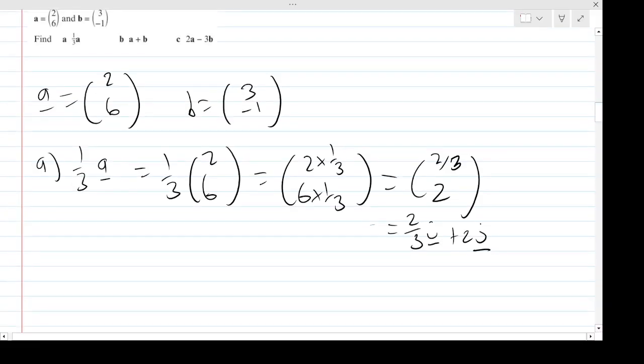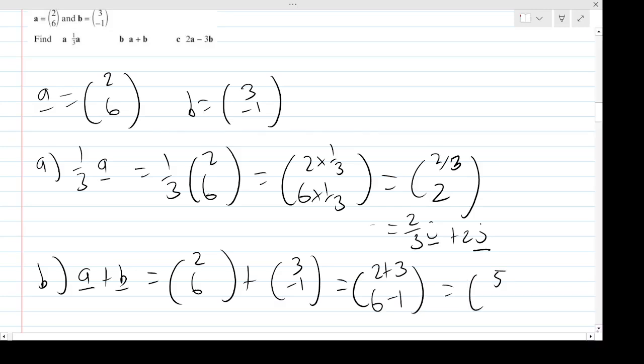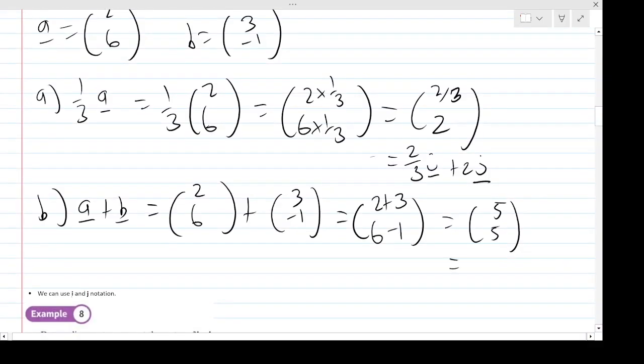There we are. Part B then is the vector A add the vector B. So again, that works how we expect. So the vector A is 2, 6, add B, which would be the vector 3, minus 1. And so if we do that, we do what we expect. We add the top numbers together, 2 and 3, and the bottom numbers together, 6 and minus 1. 2 plus 3 is 5, 6 minus 1 is 5 as well. And again, we can also write that in I and J form to be 5I add 5J.